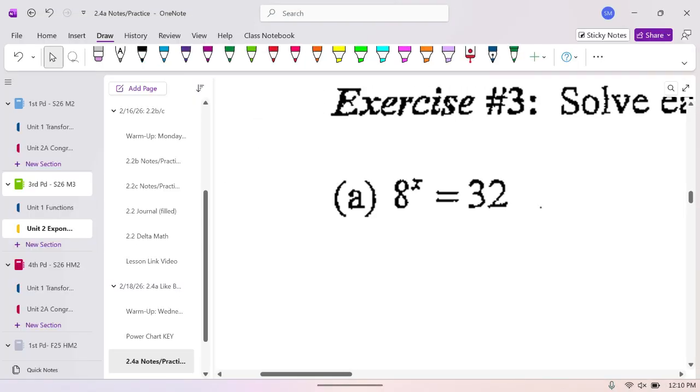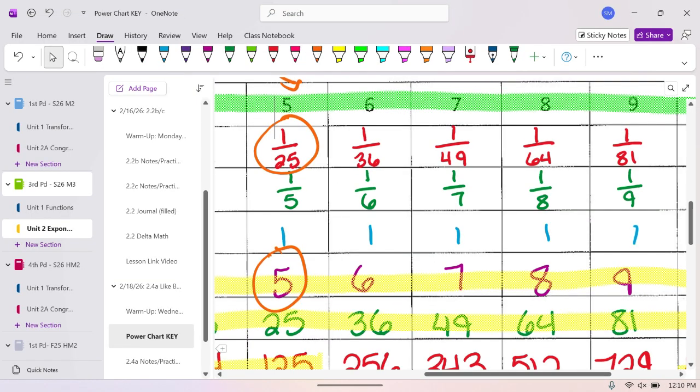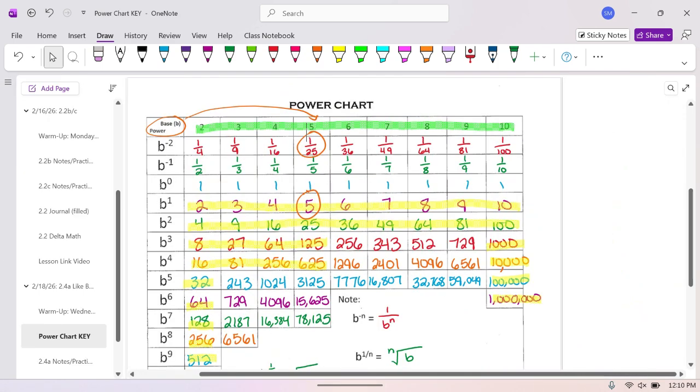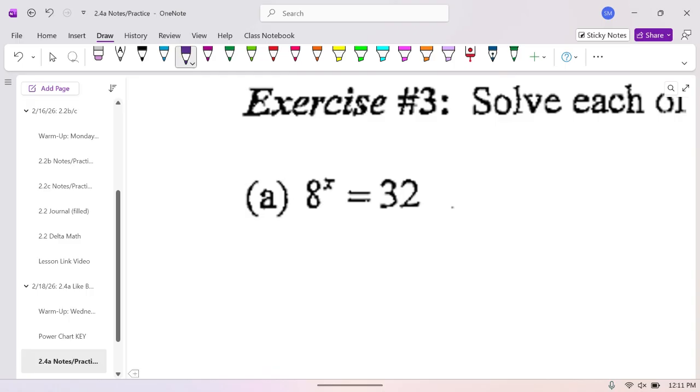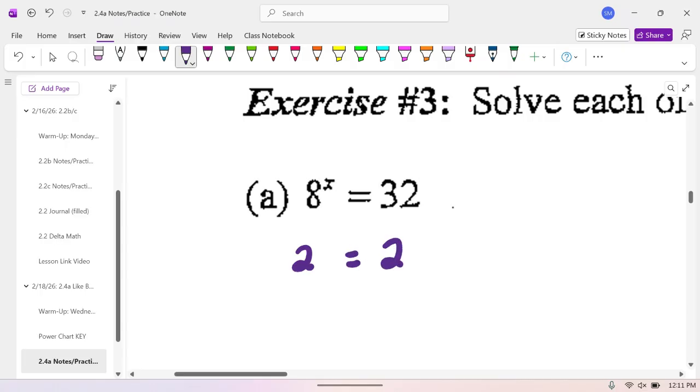So if I look back at my power chart, 8 and 32 both fall right here in the base of 2 column. So since they fall in that same column, that means they have a like base of 2. So I want to rewrite this so they both have 2. Now, I want to bring the x down so I don't forget about it. But I'm going to put this 2 in parentheses.